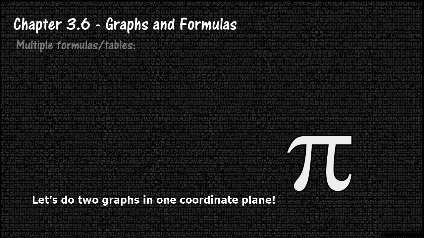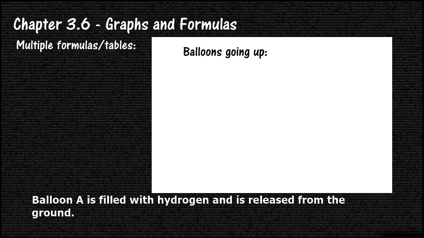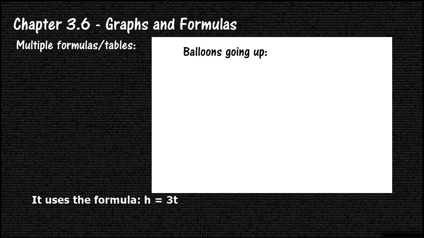Let's do 2 graphs in one coordinate plane. 2 graphs means 2 tables, meaning 2 formulas. Let's draw the graphs for the height of 2 balloons. Balloon A is filled with hydrogen and is released from the ground. It uses the formula H is equal to 3t.